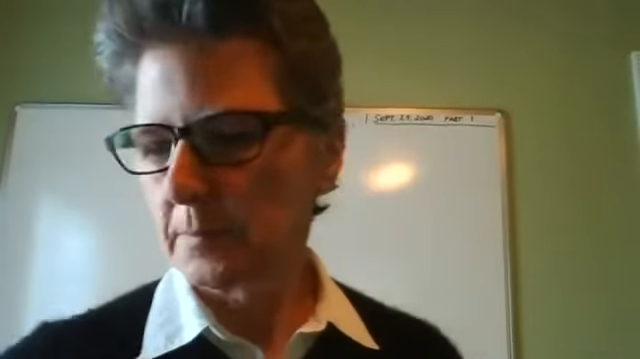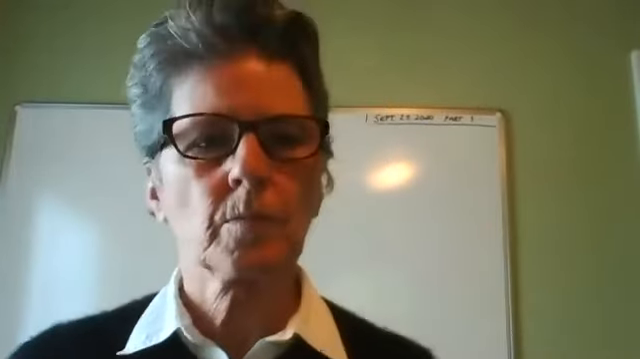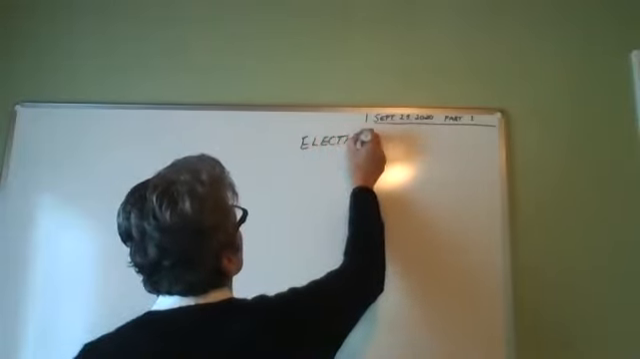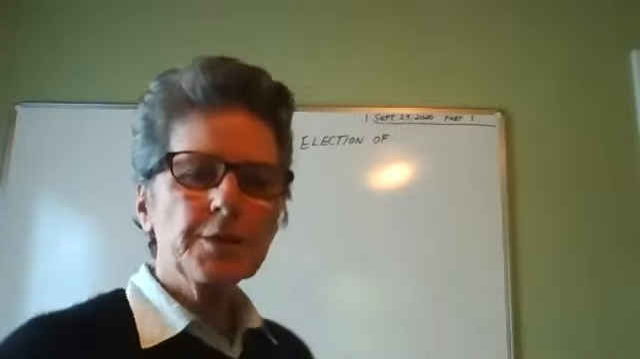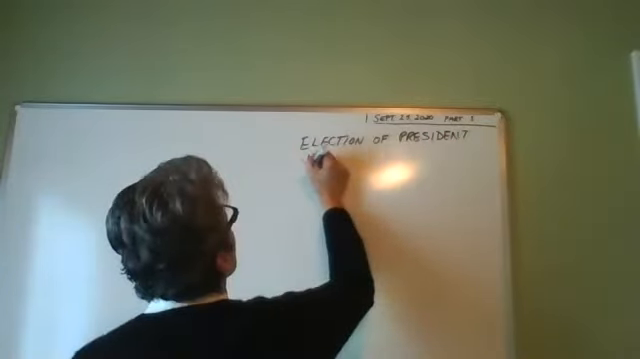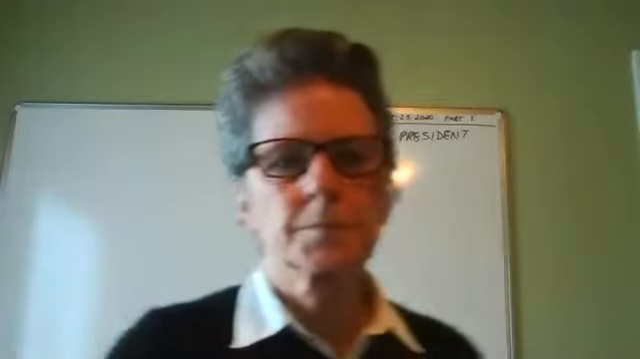Okay, now we're coming into our time period in the United States. So how exactly are the electors chosen? So presidential electors meet every 4 years. And they cast a vote for the president and the vice president.